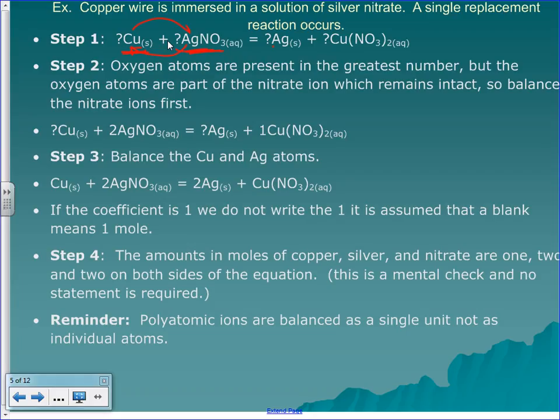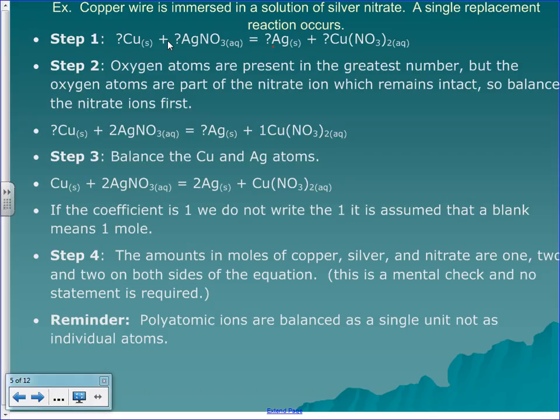Now, the next thing we want to do is look at what should I balance first. Okay. Now in the explanation here, they say oxygen atoms are present in the largest number, and that's true. But oxygen is part of what? It's part of nitrate. If nitrate stays together, there's no sense balancing its parts separately. I might as well just balance the nitrates all as one unit. I'm dealing with less work.